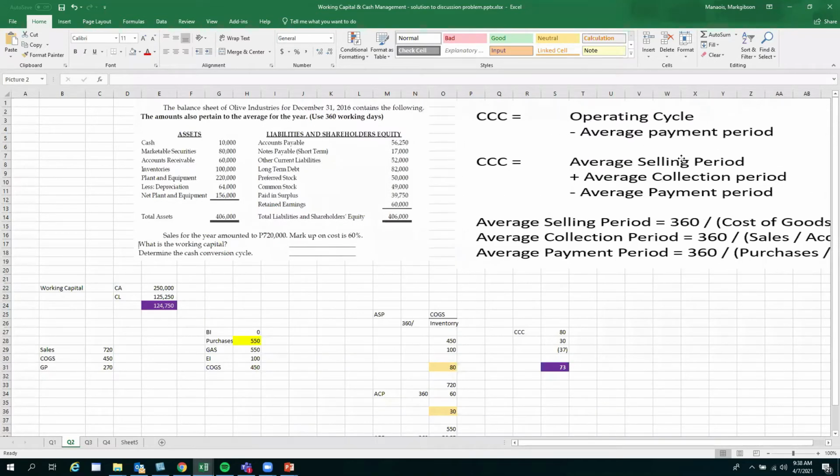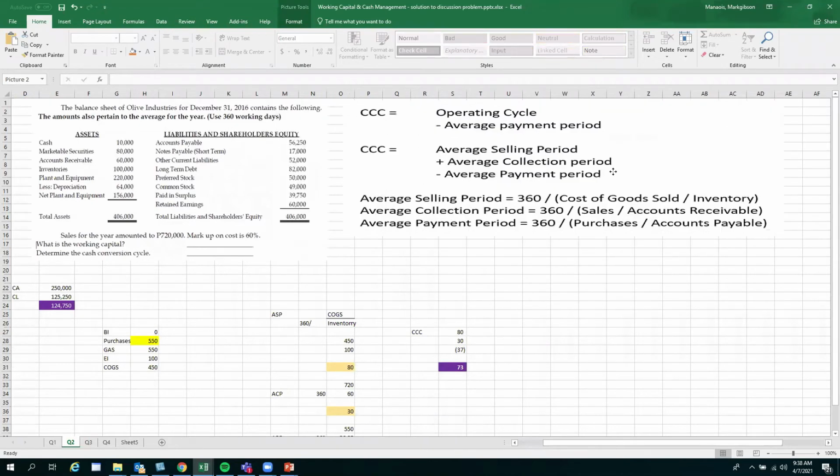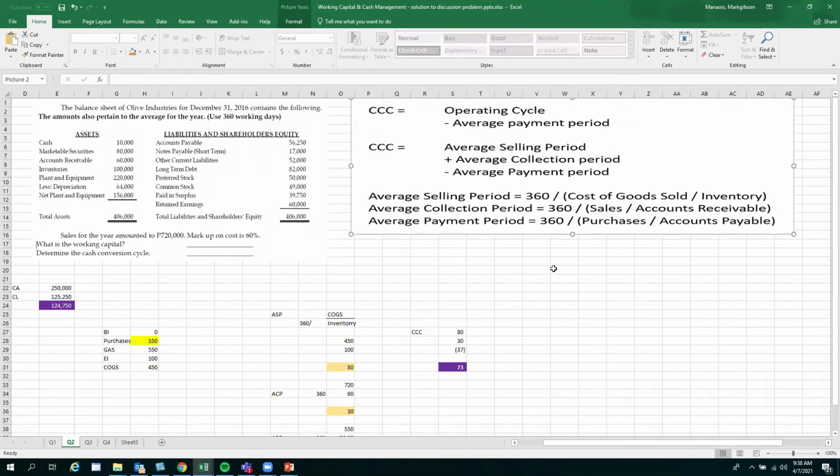So how much is your cash conversion cycle? Isa-isahin ulit natin. ASP. So you have your COGS and inventory. At talagang consistent ako sa inventory ko.